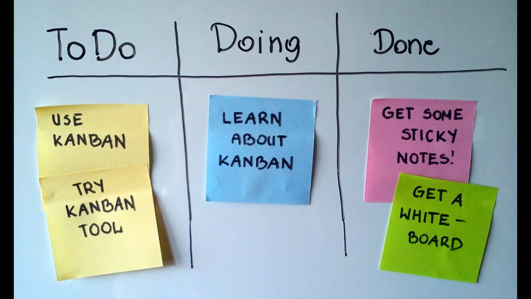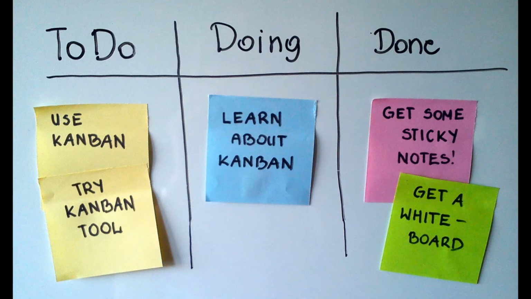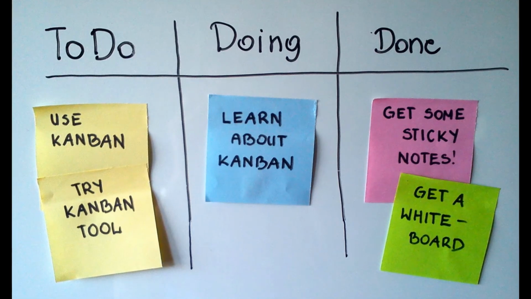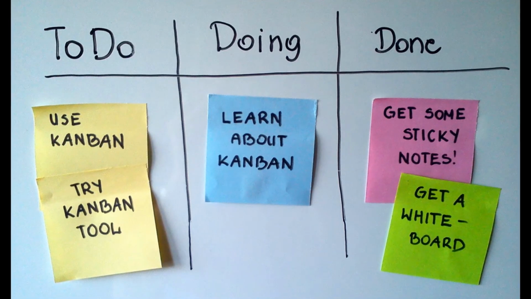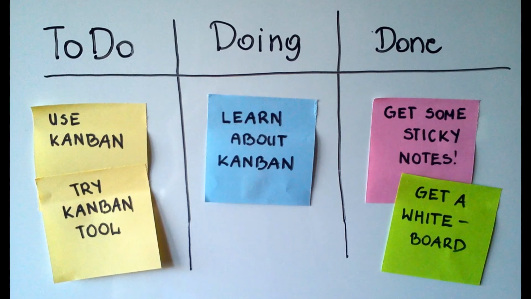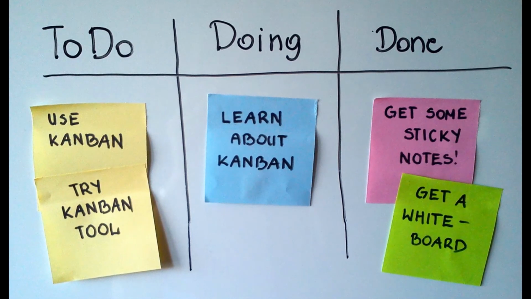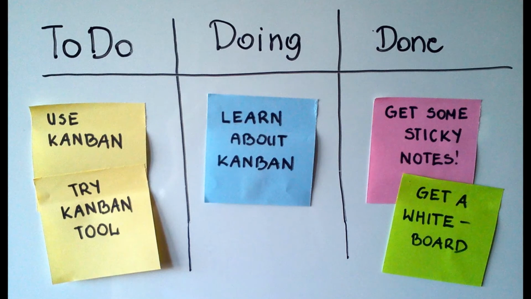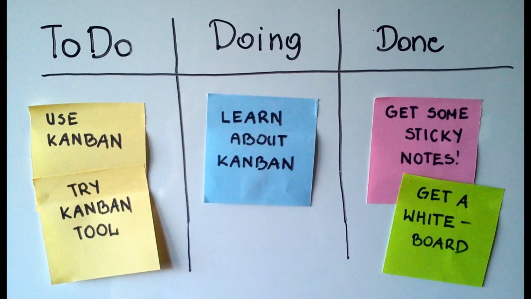On screen now is an image of a very simple Kanban board. The three columns are for items that are to be done and not started yet, when they're actually in progress, so the doing column, and then finally they get moved to the done column when they're finished.